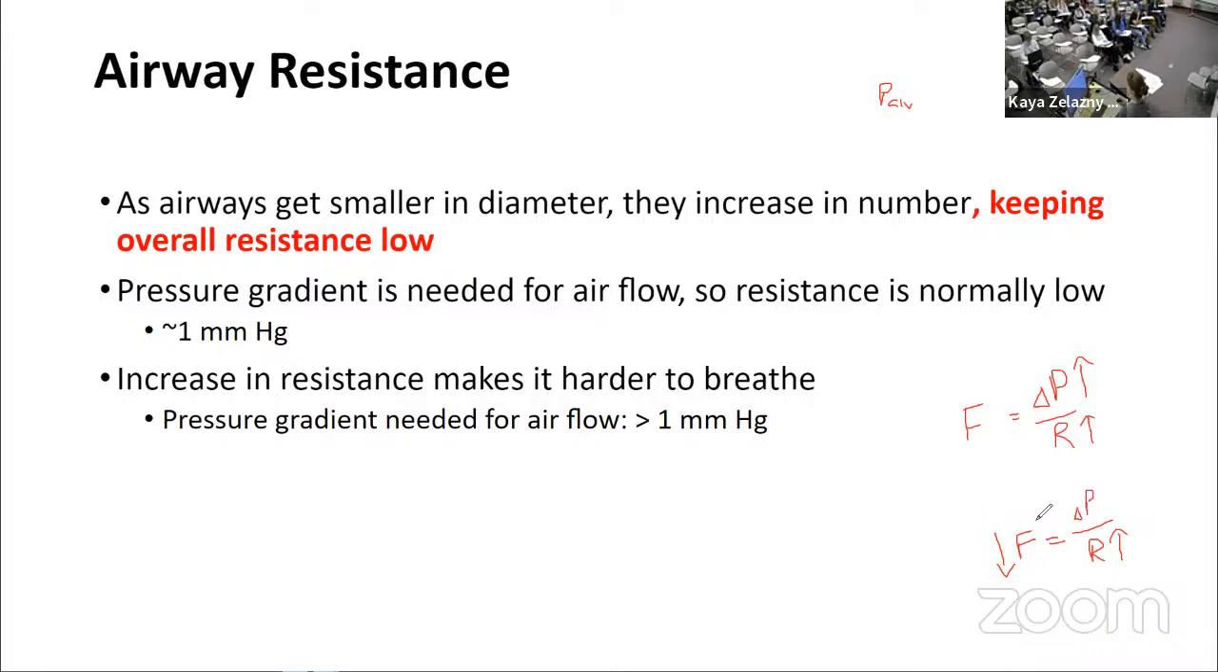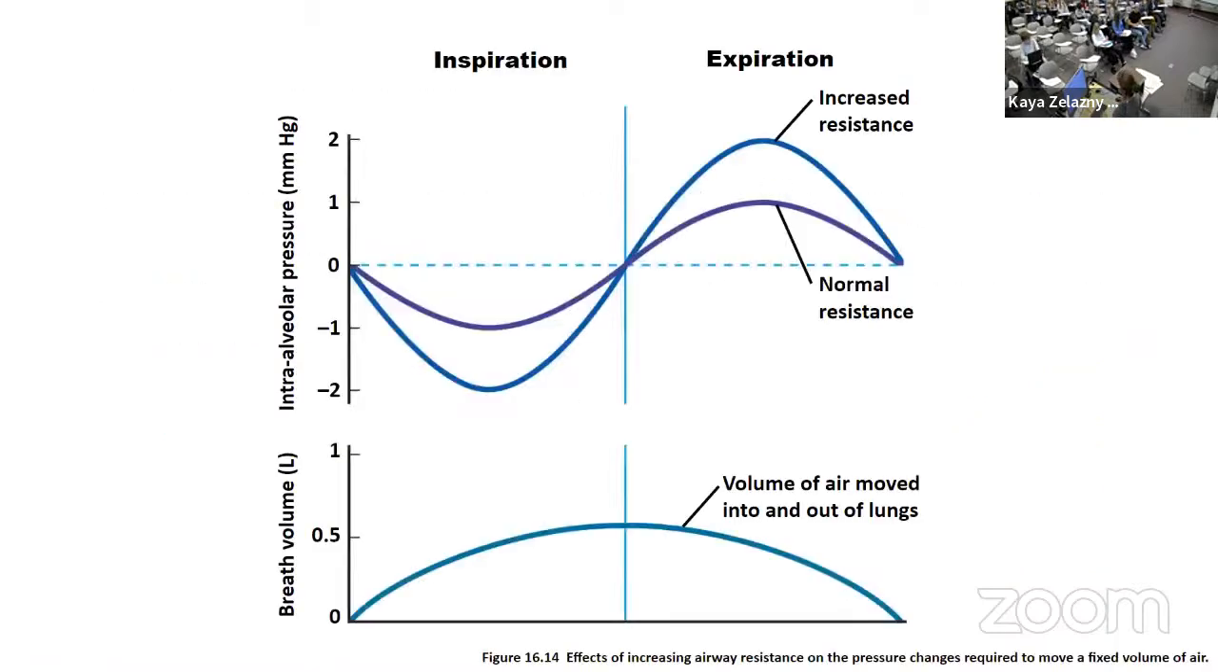Okay. So when we see changes in resistance, if we increase resistance, it's going to make it harder to breathe, essentially. You're going to need to put in more effort if you want to keep getting enough air into the lungs. Okay. So this is usually going to lead us to need a pressure gradient of more than 1 millimeter of mercury, whereas under normal conditions, you only need about 1. Okay. So our next diagram is showing us that situation.